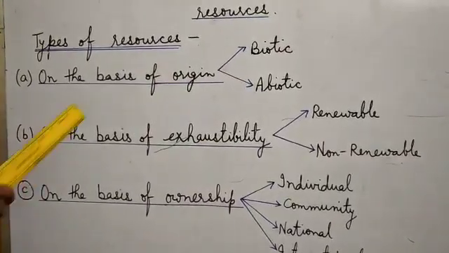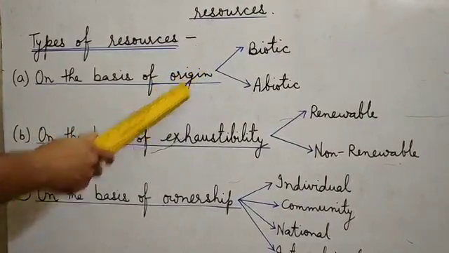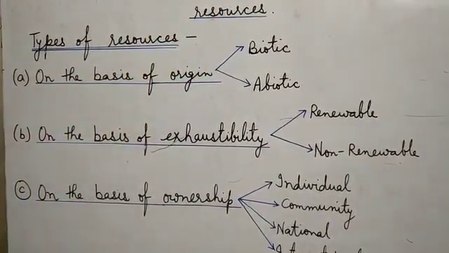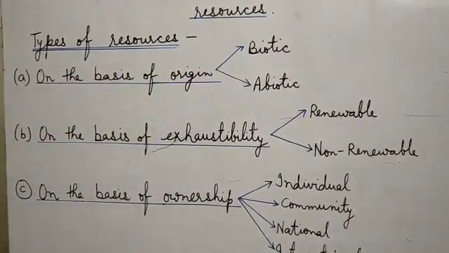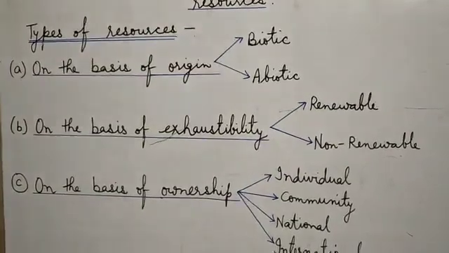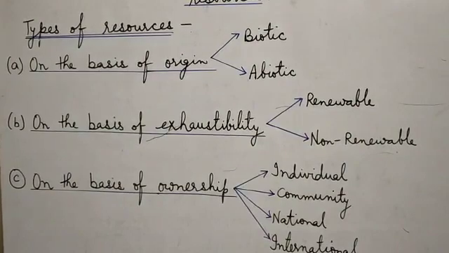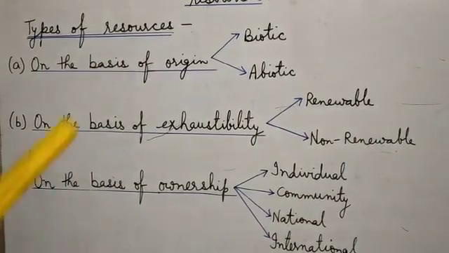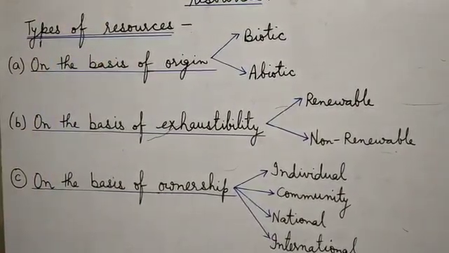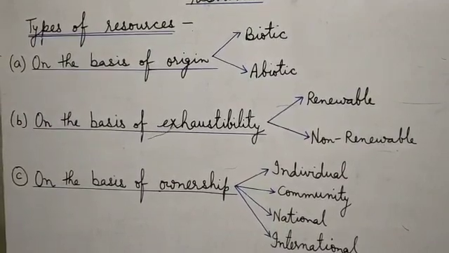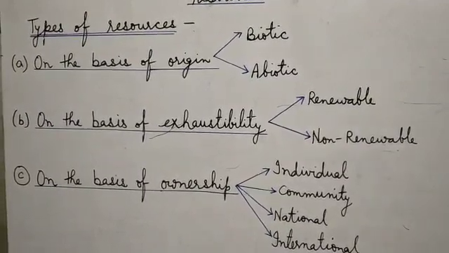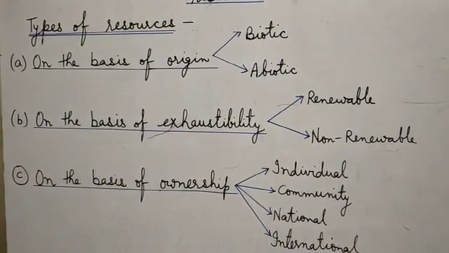On the basis of origin, there can be two types of resources, biotic and abiotic. Biotic resources are obtained from the biosphere, which are living components like humans, livestock, flora, fauna. Whereas abiotic resources are composed of non-living things such as soil, rocks, metals and winds.